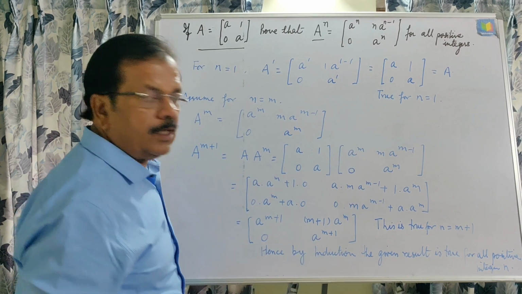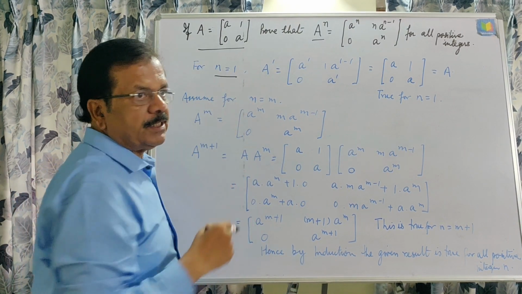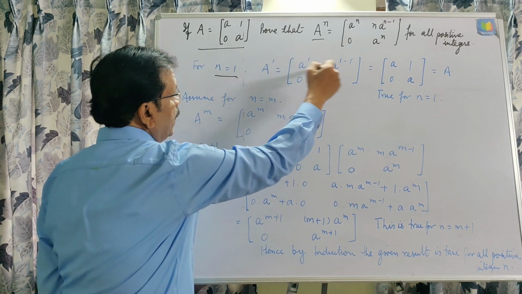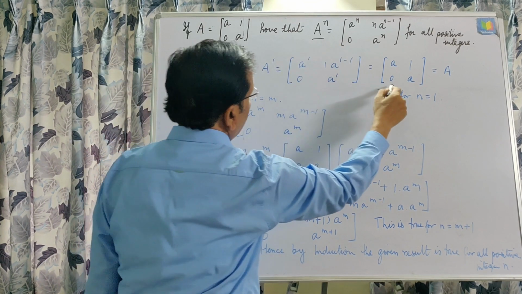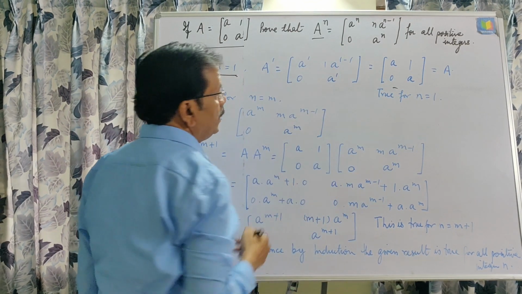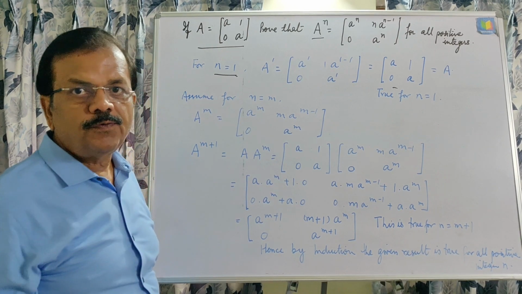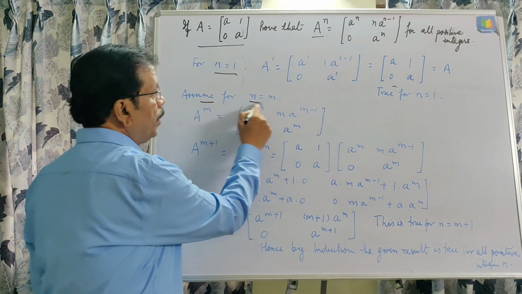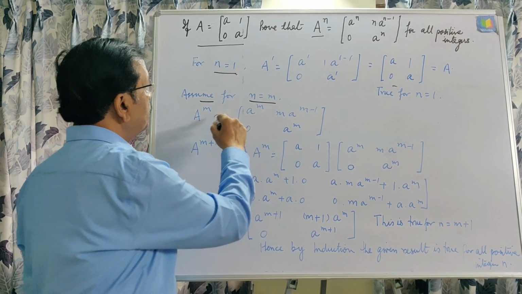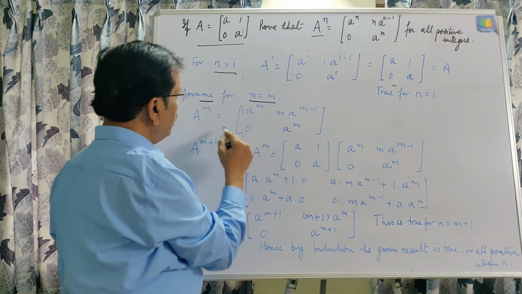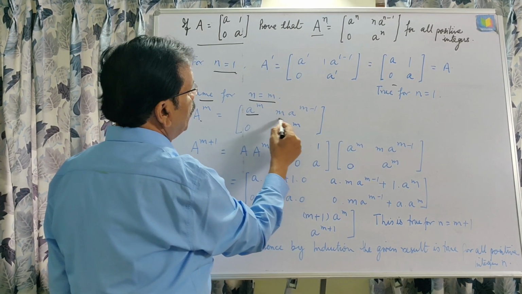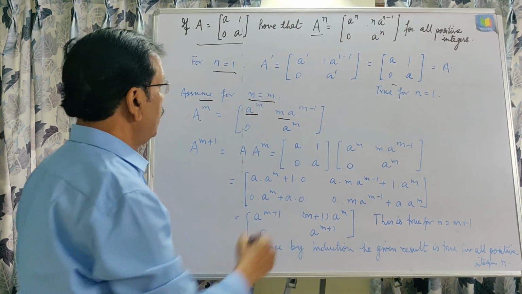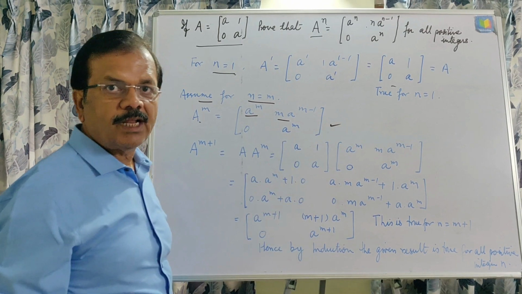Now as we prove in the induction method, for n equal to 1, substituting n equal to 1, we are getting the matrix A, and that is why this statement is true for n equal to 1. Now suppose the statement is true for n equal to m, so in place of n we substitute m. A to the power m is equal to this matrix with m in the entries. Let this be our assumption.